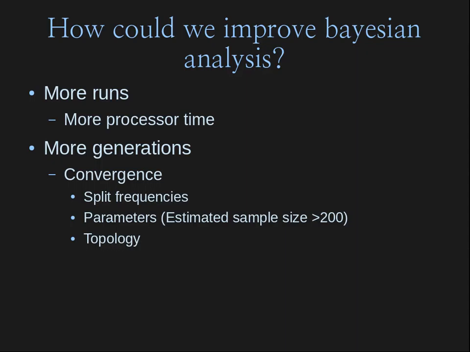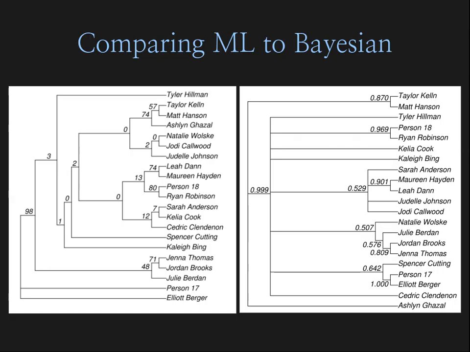So we can also look for better convergence by topology and run more generations until we have good convergence based on topology. So there's all these different ways that we can figure out if all of our runs are converging on the same answer. And we might have to run it longer until eventually they do.